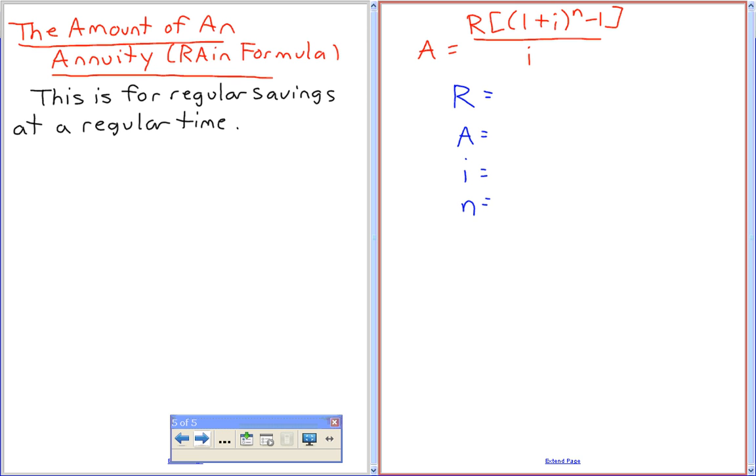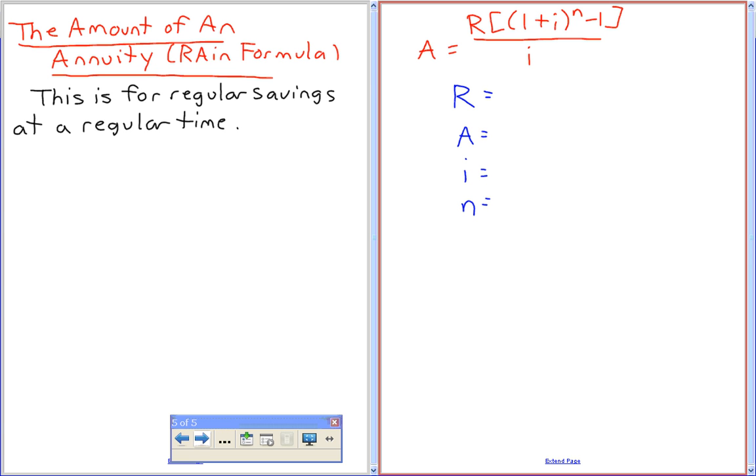Okay, so that says A equals R, bracket 1 plus I to the n minus 1 all over I. Okay. So we're getting a little bit more complicated here for the calculation. Now, other than the R, the A, the I, and again, I'll give you a second to write that down. So again, A equals R square bracket 1 plus I to the n minus 1 all over I.